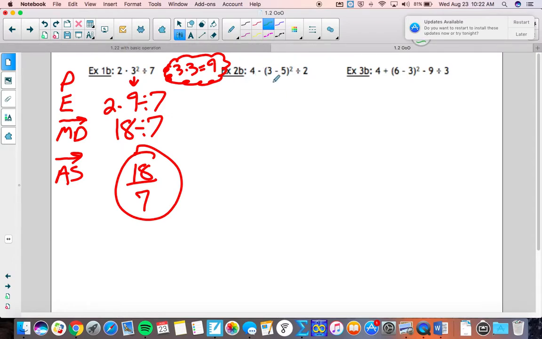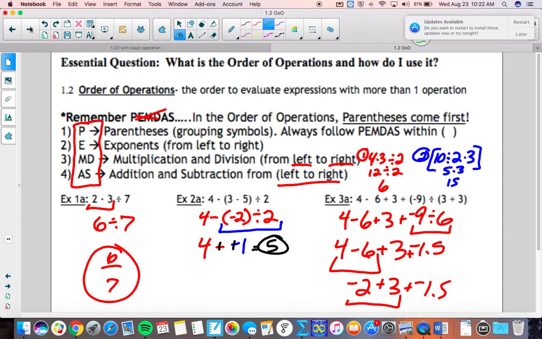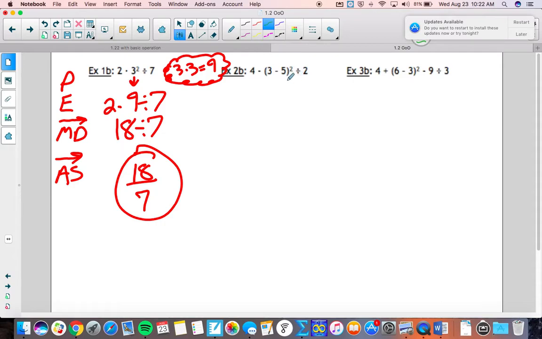Let's try this. You got any parentheses? You bet. Did we just do this one? No, but similar to it. Ooh, this is jazzy. It's similar to the last one. So 3 minus 5 is in parentheses. We do that first. So we get negative 2. I actually keep that in parentheses because negative 2 is what we're about to square.